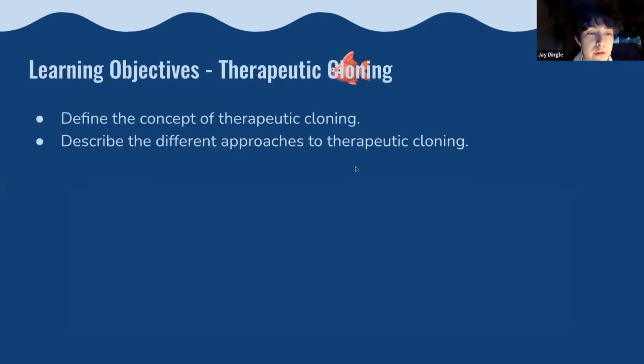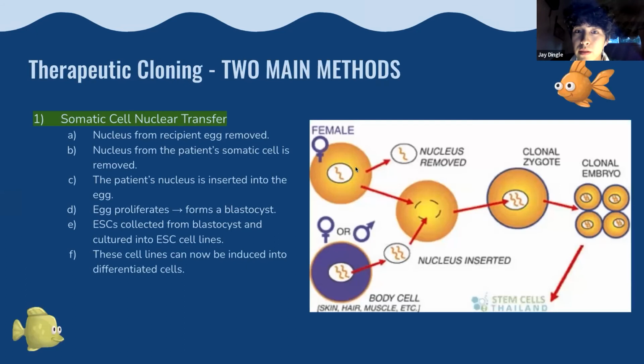Okay, on to therapeutic cloning. So again, we're just looking at simply defining the concept and describing different approaches. For year 1 medicine, there will be 2 approaches to know. Let's have a look at the first one. So the first one is somatic cell nuclear transfer, otherwise abbreviated as SCNT. And we'll go through the process here.